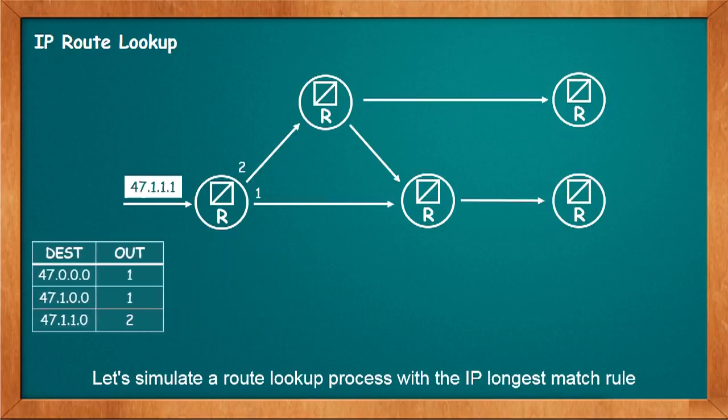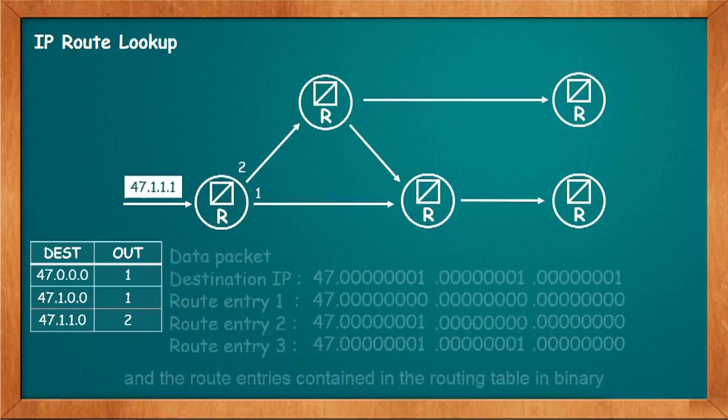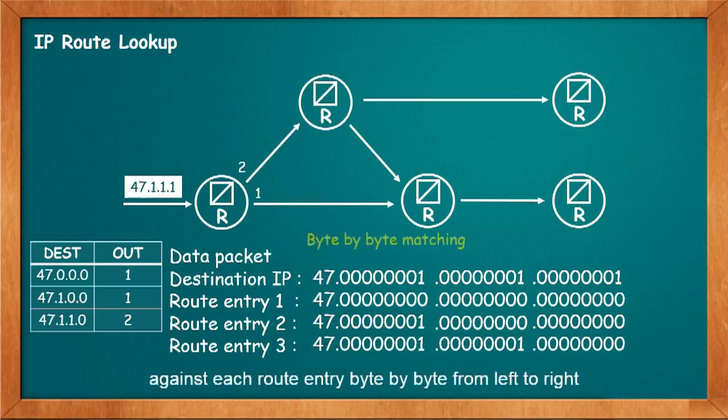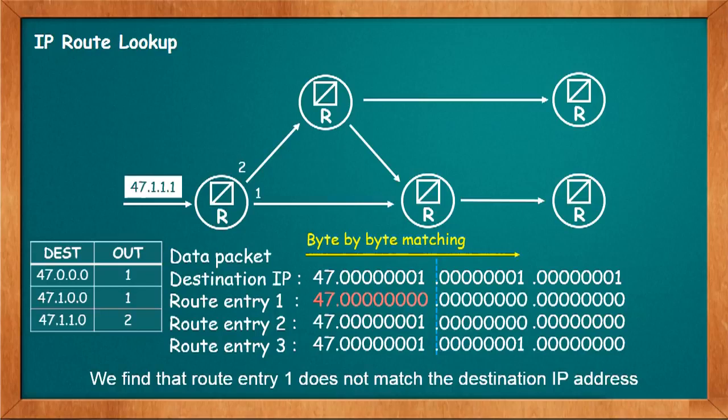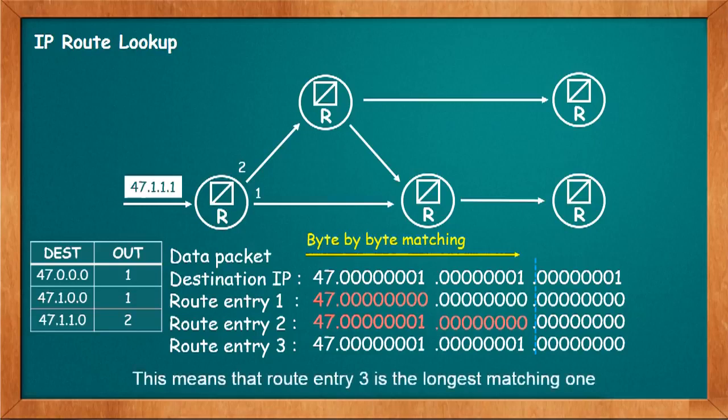Let's simulate a route lookup process with the IP longest match rule. First, we list a data packet's destination IP address and the route entries contained in the routing table in binary. Next, we match the destination IP address against each route entry byte by byte from left to right. We find that route entry 1 does not match the destination IP address, so we ignore it and continue our analysis. Route entry 2 is also a mismatch. We ignore it. This means that route entry 3 is the longest matching one.